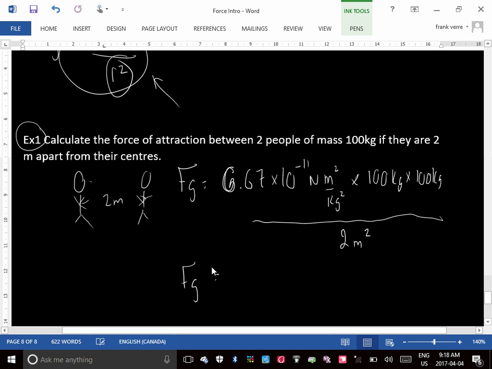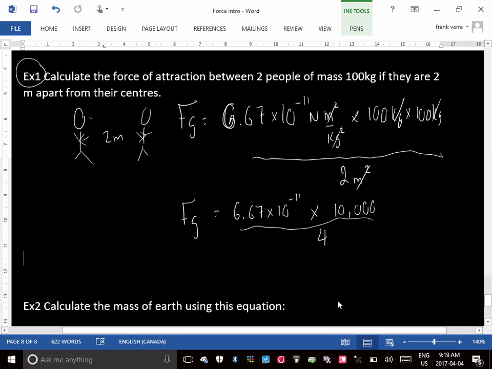So we have 6.67 times 10 to the negative 11. Look, this is kilograms squared, so your kilograms will cancel out. And this is meters squared, so the meters squared will cancel out. So you're left with this over 4, because 100 squared is 10,000, right? So it's going to be 6.67 times 10 to the negative 11 times 10,000 over 4.